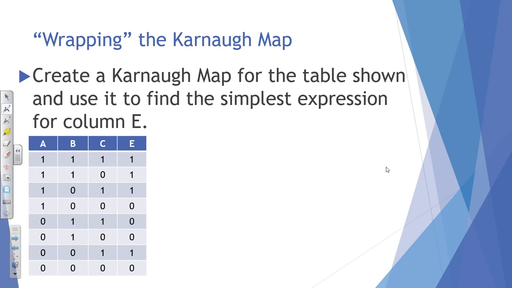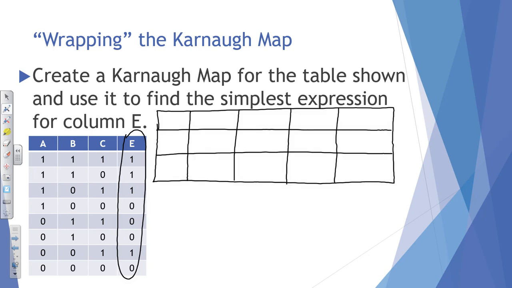Okay, let's create a Karnaugh map for the three parameter table A, B, and C, and we want to find a Boolean expression that will yield the results shown here in column E. We don't know what that is, but we're going to find out. So for a three parameter map, we're going to have 5 columns and 3 rows.